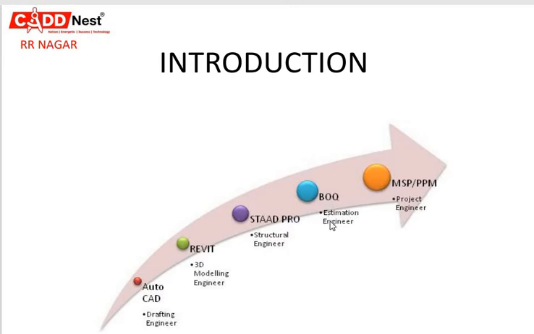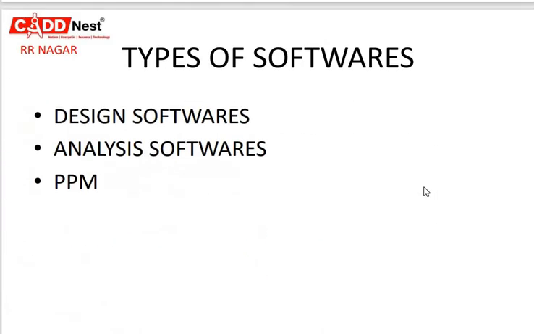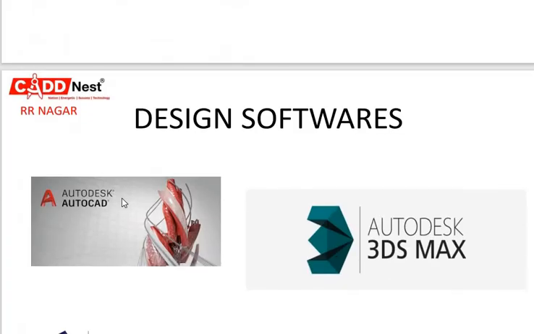Next comes the BOQ, that is the estimation part, which involves the costing and duration also. And then the last part is MSP, that is project engineering, which involves MS Project, and PPMS, project planning management, both of which are handled in Primavera. So we'll see one by one. We have categorized the softwares as design softwares, analysis softwares, and project planning management terms. So what are the design softwares now?